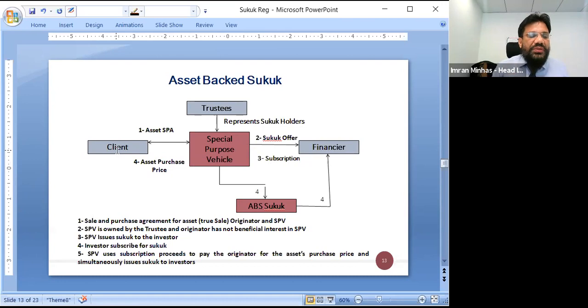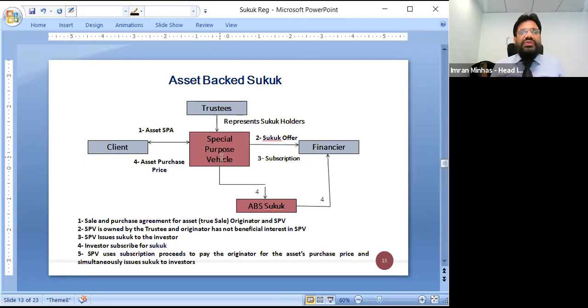The SPV uses the subscription proceeds to pay the originator the asset purchase price and simultaneously issues the Sukuk to the investor. The process goes on for a certain term, or till the life of the asset. At the end of the period, the asset is again offered to the client. Here, the basic purpose was asset backing, and the financer does not have a direct claim on the asset. In case the client defaults, the ownership and rights go to the SPV.